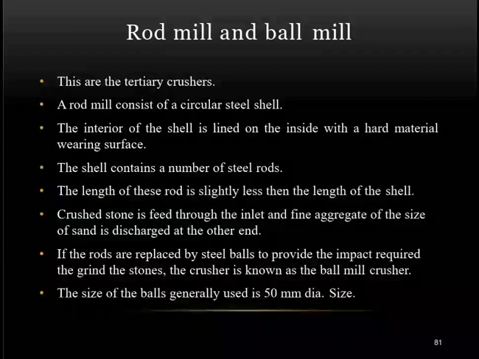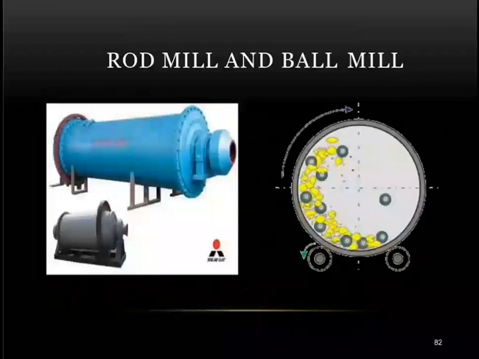Crushed stone is fed through the inlet and fine aggregate of the size of sand is discharged at the other end. If the rods are replaced by steel balls to provide the impact required to grind the stones, the crusher is known as the ball mill crusher. The size of ball generally used is 50 mm in diameter. So here you can see the image of rod mill and ball mill.